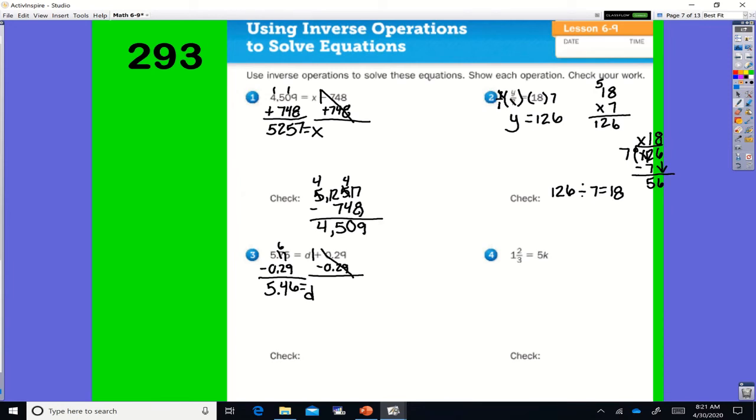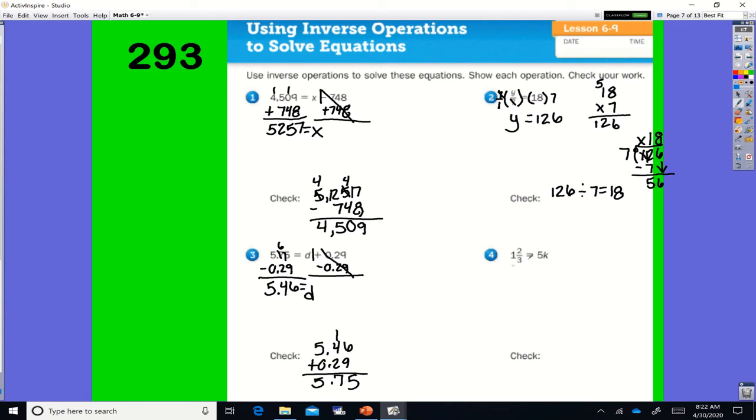Now to put this in, I'm going to do 5 and 4600ths plus 2900ths. Remember, when we add and subtract, we line up those decimals. 9 plus 6 is 15. That gives me 6, 7. Bring our decimal straight down, 5 and 7500ths, and that's what's right there. So we're good to go.